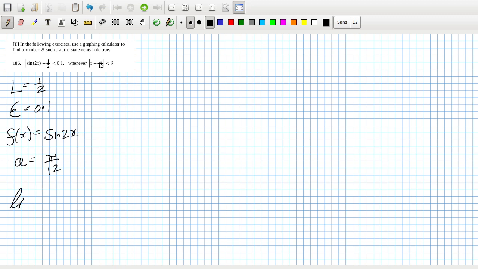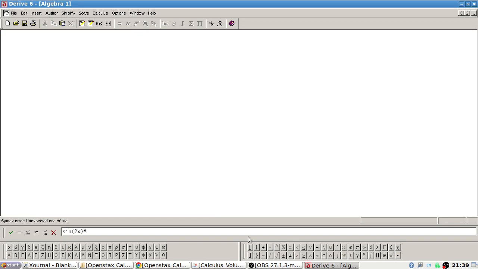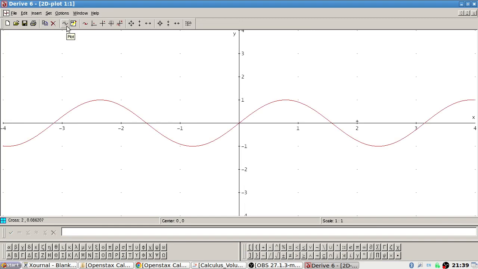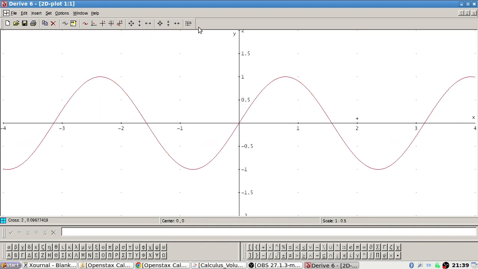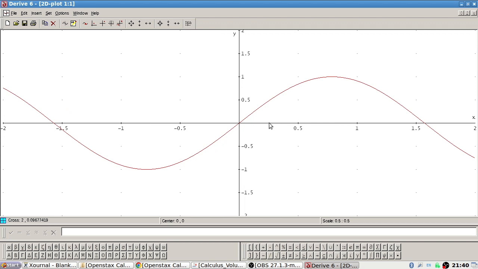So what they're saying is the limit as x tends to pi over 12 of sine 2x equals a half. Let's get that graph of sine 2x near pi over 12. Pi over 12 is about 0.26, so it's around about here. Maybe I should mark it in. Okay, and then I should mark in.